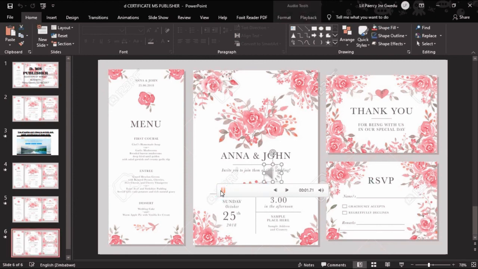This is the beginner's guide to Microsoft Publisher. And Publisher is one of the lesser known tools that are included in Microsoft Office.